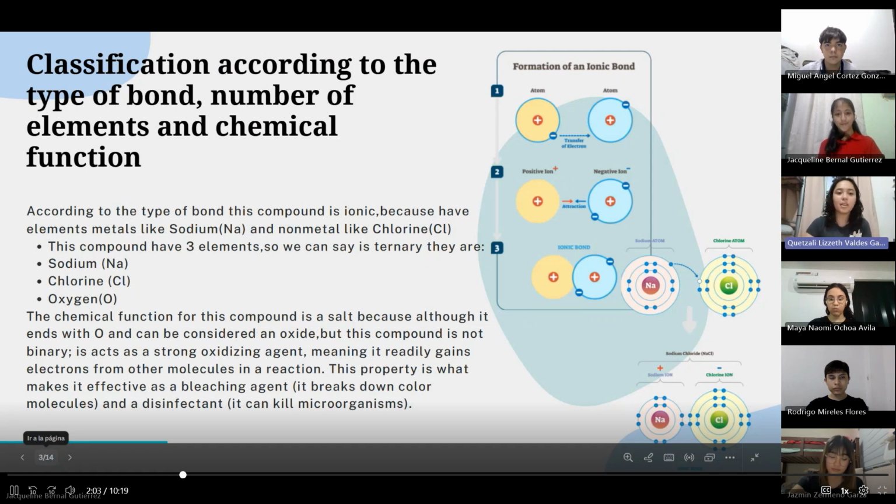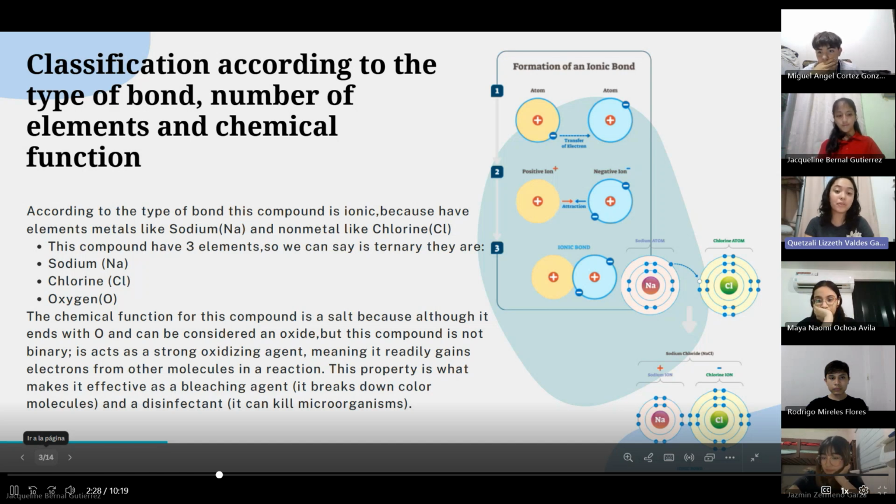Classification according to the type of bond, number of elements, and chemical function. According to the type of bond, this compound is ionic because it has elements, a metal like sodium and a non-metal like chlorine. This compound has three elements, so we can say it is ternary. They are sodium, chlorine, and oxygen.